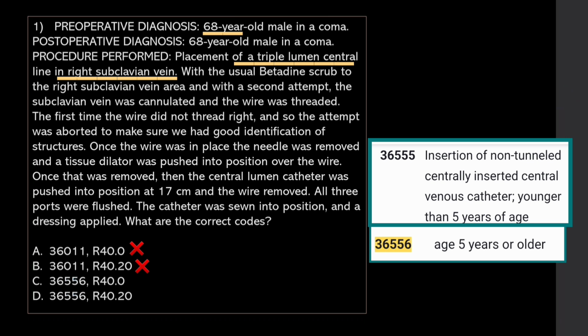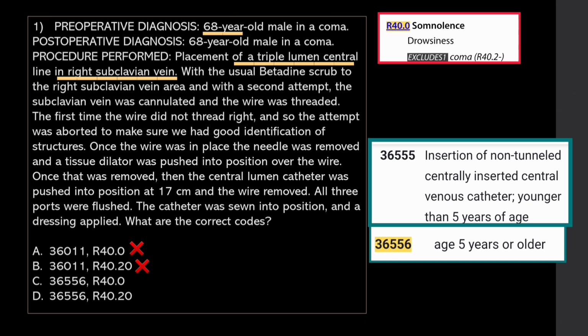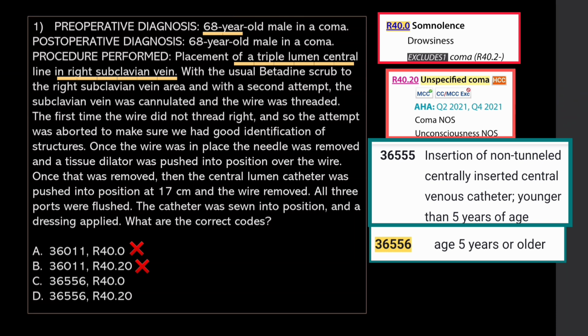The first code is same. Now we have to differentiate between the ICD codes, that is R40.0 and R40.20. The code R40.0 is for somnolence, that is drowsiness. And the code R40.20 in option D is for unspecified coma. And also coma not otherwise specified.